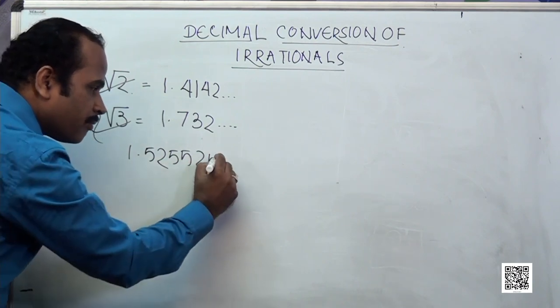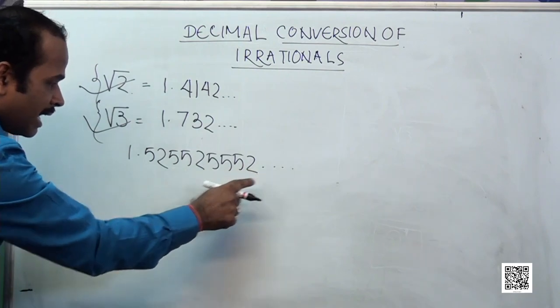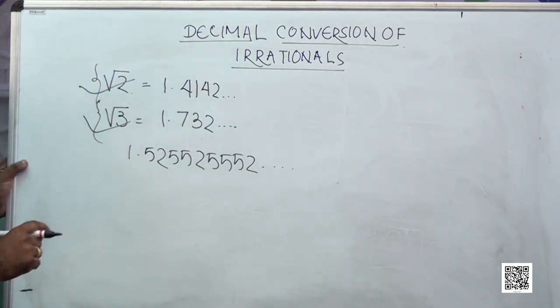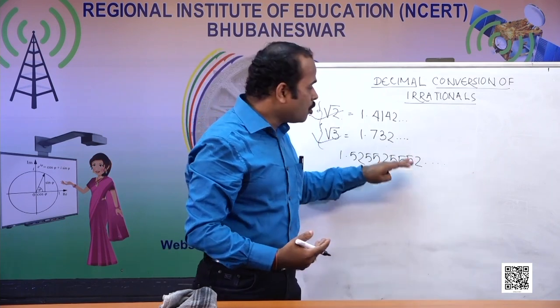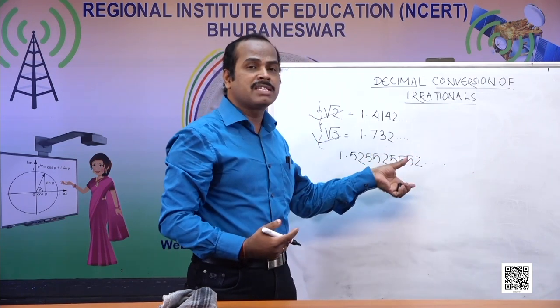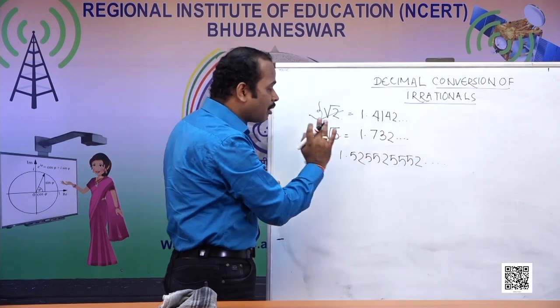552, 5552, and so on. In writing such a pattern, it will be confirmed that even if it is extended, at no place will we find any of these parts repeating. So such a type of number gives us a clear idea about irrational numbers.